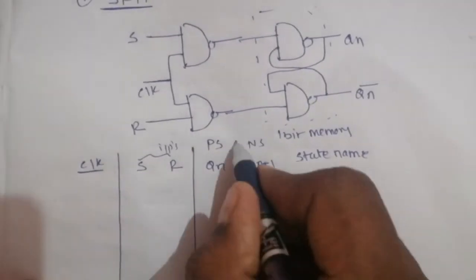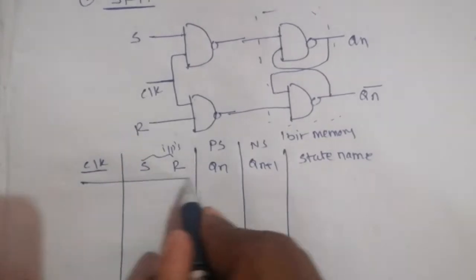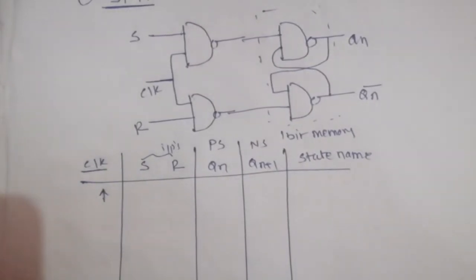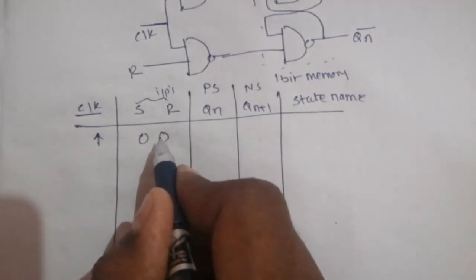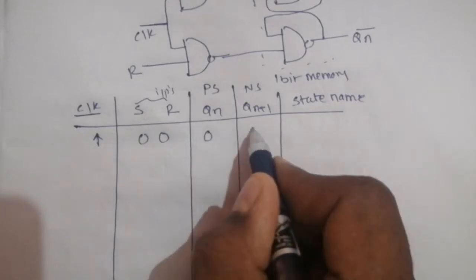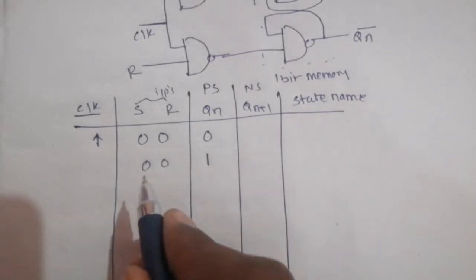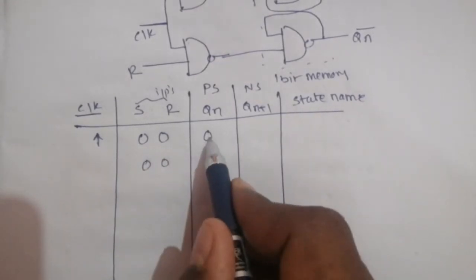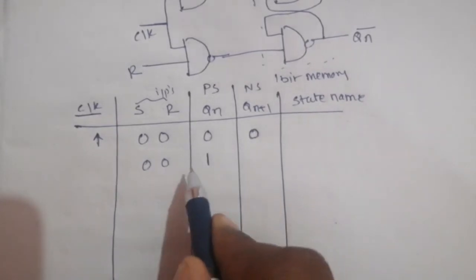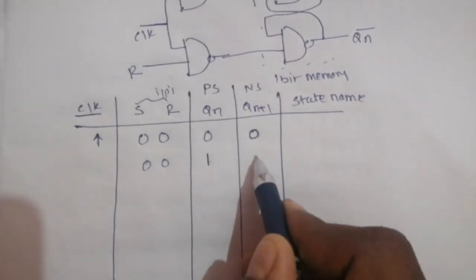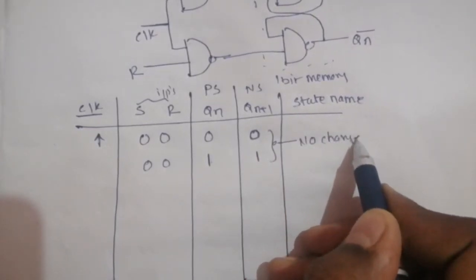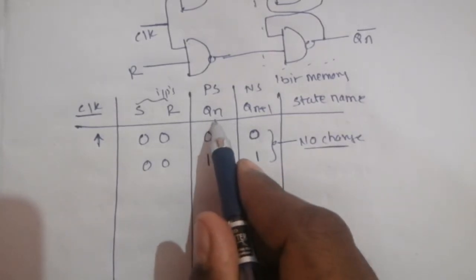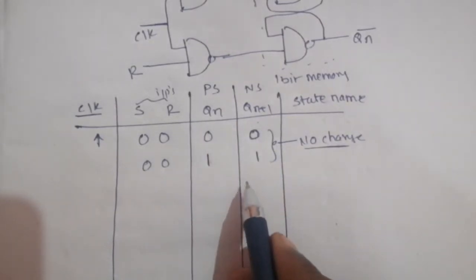When the clock is positive edge trigger, we represent it with an up arrow. When the inputs are 0 0 and the present state is 0, the next state is also 0. When the present state is 1, the next state is also 1. This state is called the no change condition: whatever the present state is, the next state is the same.